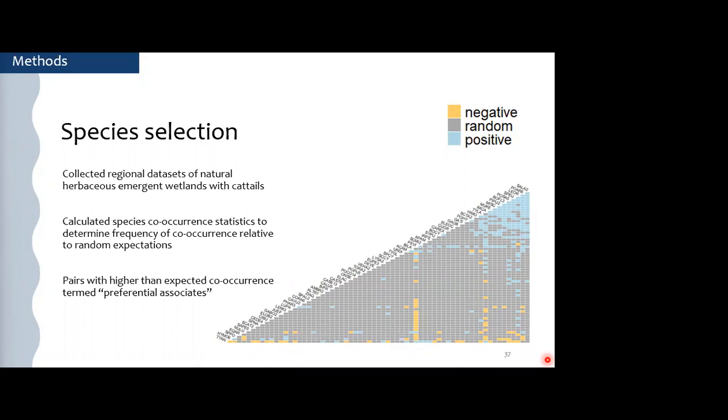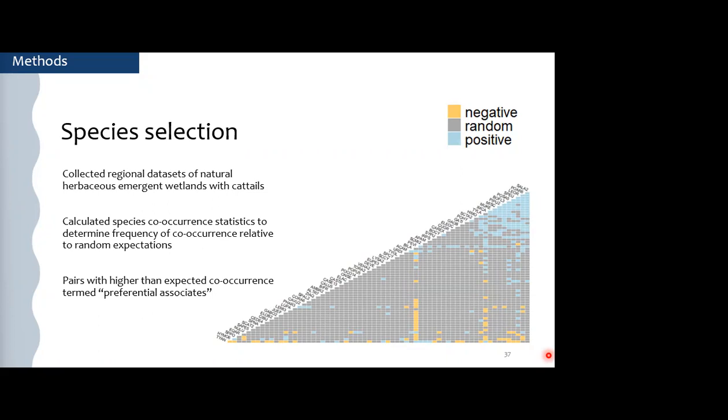This figure shows the results of the statistics, and the pairs in blue had positive relationships, meaning they were found together more frequently than you would expect. And the orange pairs had a negative relationship, so they were found less frequently than you would expect. And then everything in gray co-occurred approximately within the range that you would expect by random chance.